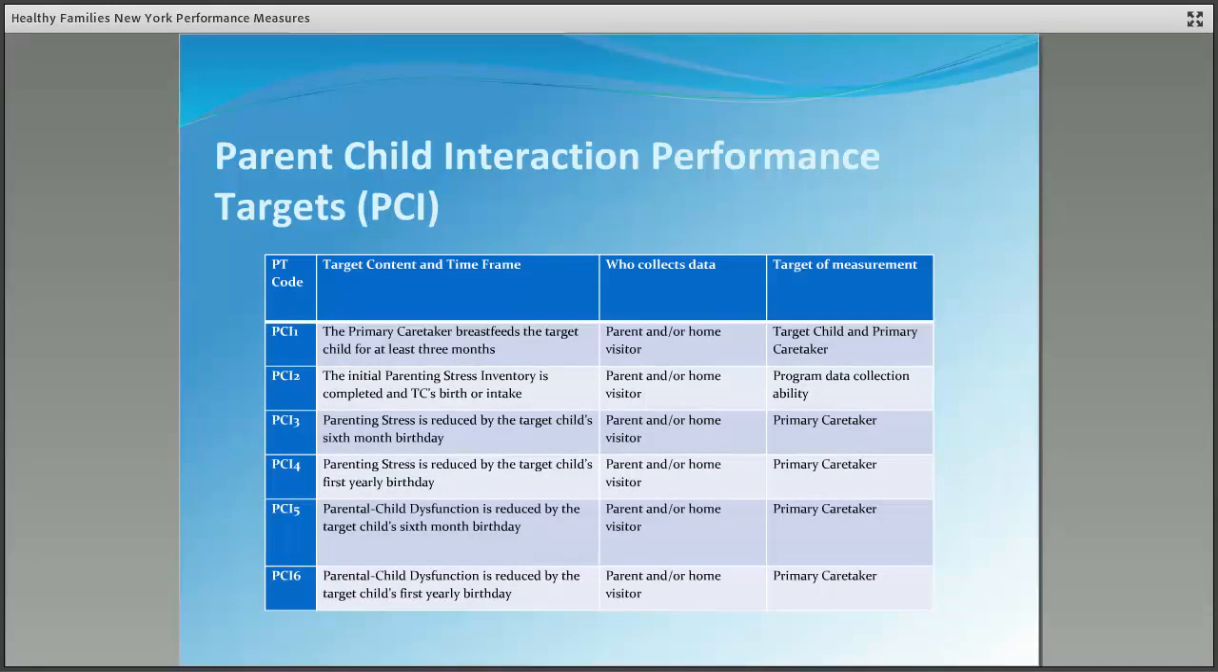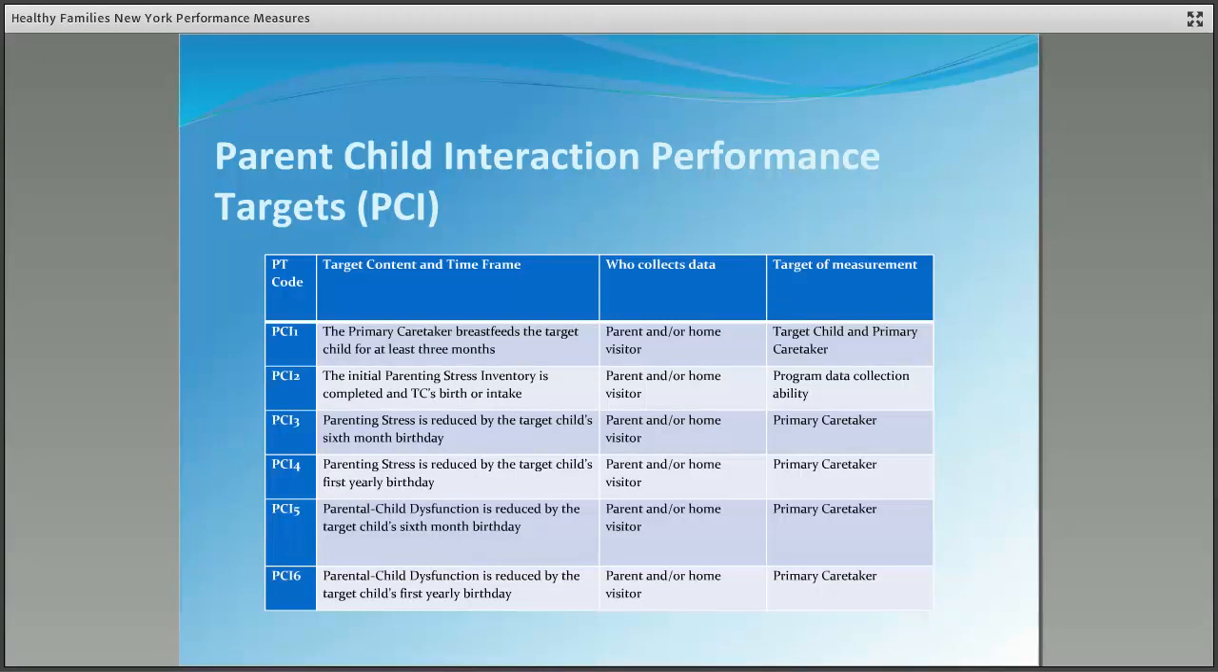Okay, continuing with the next category of targets, parent-child interaction, or PCI targets, are next. We see again that this is a collaboration between you and the parent in collecting the data. Most of the targets focus on the status of the parent or the PC1. The first, PCI1, is looking to see if the TC is breastfed at least for 3 months. This measures any target child that has had at least some breast milk for 3 months.